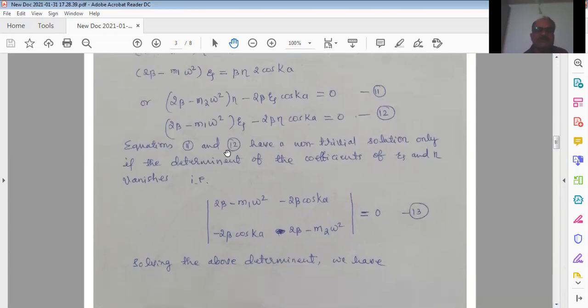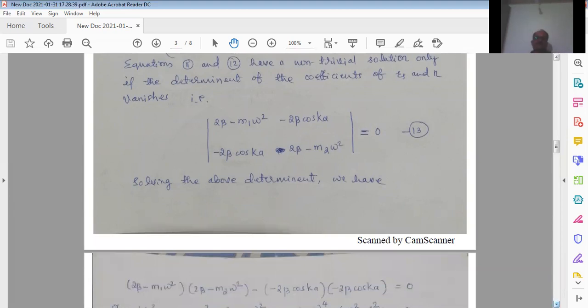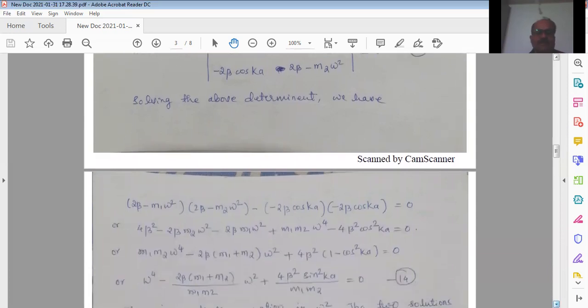So equations 11 and 12 have a non-trivial solution only if the determinant of the coefficients of zeta and eta vanishes. So this is the coefficient of eta, and this is the coefficient of zeta. The determinant of these coefficients should vanish for a non-trivial solution. This is the determinant we have written. It is the coefficients of simply zeta and eta. So we have to solve this determinant for its magnitude value.